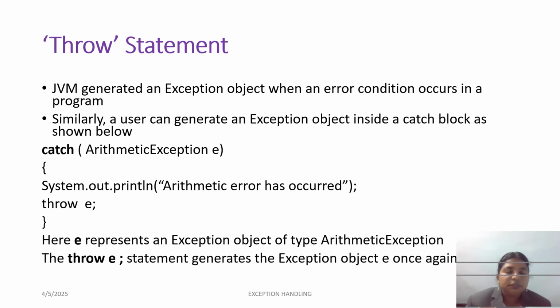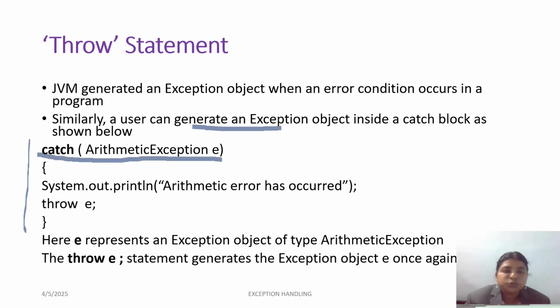The throw statement. The Java virtual machine generates an exception object when an error condition occurs in a program. Similarly, a user can generate an exception object inside a catch block as shown below. So this is the syntax by which we can generate an exception. So even in the catch block where we handle the exception, we can also generate a new exception. So please take a look.